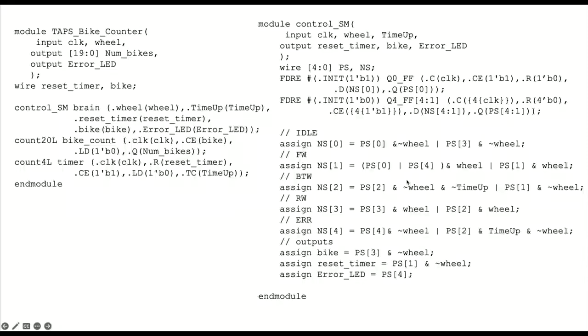Now, you don't actually have to have separate logic. One thing that you might want to do is actually put the flip-flops here with your control logic. So there are various options of how to organize this. So now I've put the flip-flops inside the control state machine. If you do this, don't forget to provide the clock. This won't work without the clock. Okay.